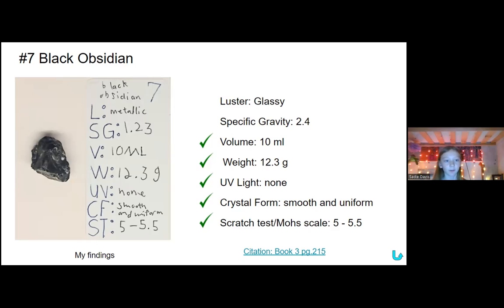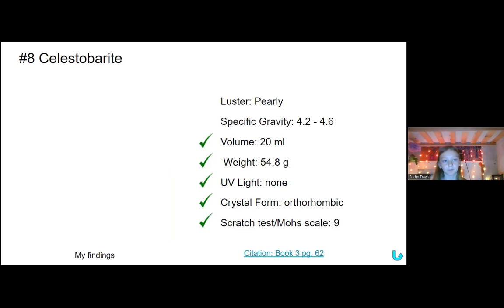My seventh specimen is black obsidian. I identified the luster as metallic. The specific gravity is 1.23. The volume is 10 milliliters. The weight is 12.3 grams. It doesn't react under the UV light. Its crystal form is smooth and uniform. And the scratch test shows that it is 5 to 5.5 on the Mohs hardness scale.